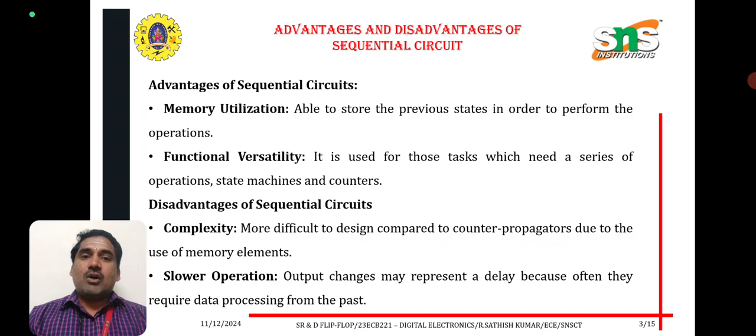Disadvantages are complexity and slower operation. Complexity means it is more difficult to design compared to combinational circuits due to the use of memory elements. Slower operation: output changes may represent a delay because often they require data processing from the past.